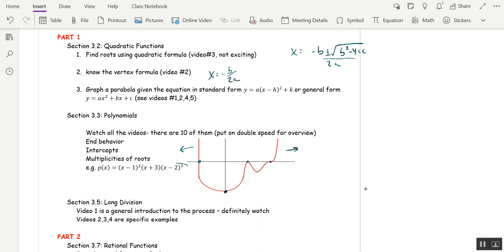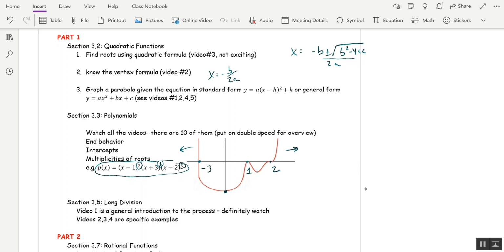Here I've got a polynomial. It's got roots 1, negative 3, and 2. So those are the x-intercepts. And the multiplicities are the exponents over each factor. So the multiplicity here is a 1, you're just not seeing it. And this is a multiplicity 3.